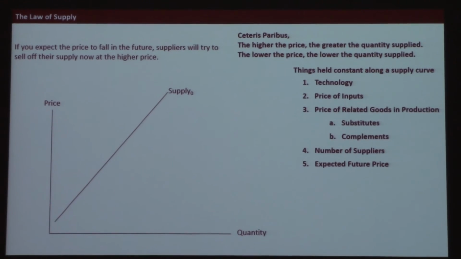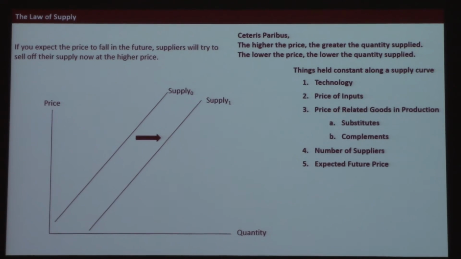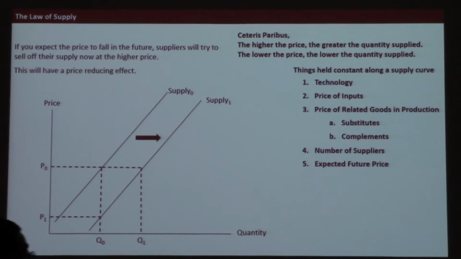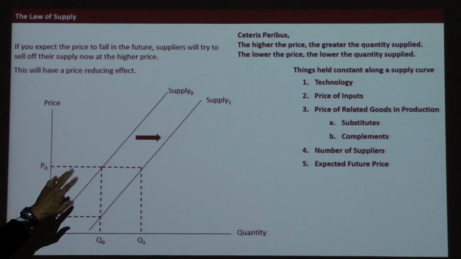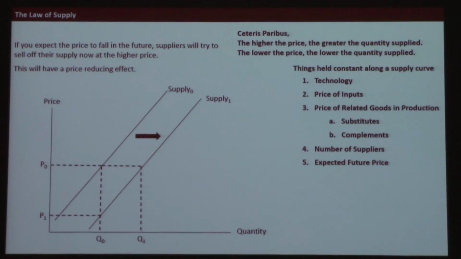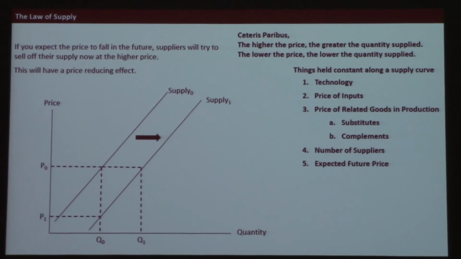Same thing with expected future price. If you expect a higher price in the future, you'll cut supply now; if you expect the price to fall in the future, you'll increase supply now to cash in on the higher price, and that shifts out the supply. The main thing to be familiar with is that these factors shift the supply curve, and price causes movements along either the supply curve or the demand curve. So we have shifters, and then we have the price, which moves up and down.